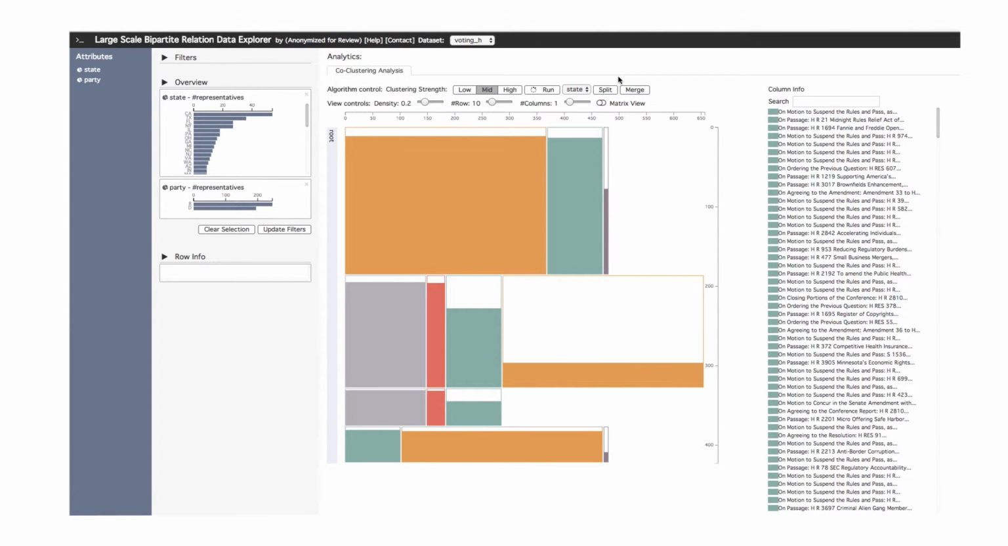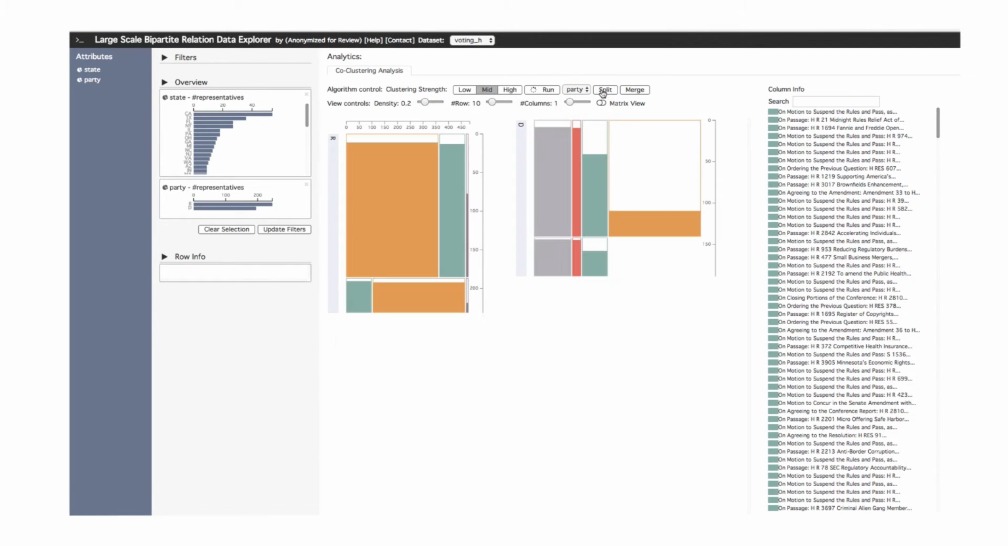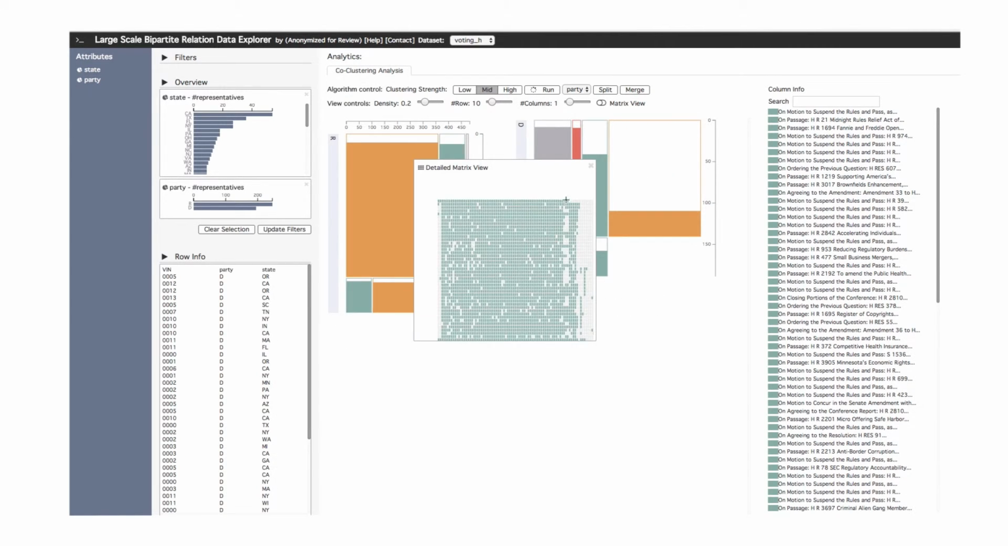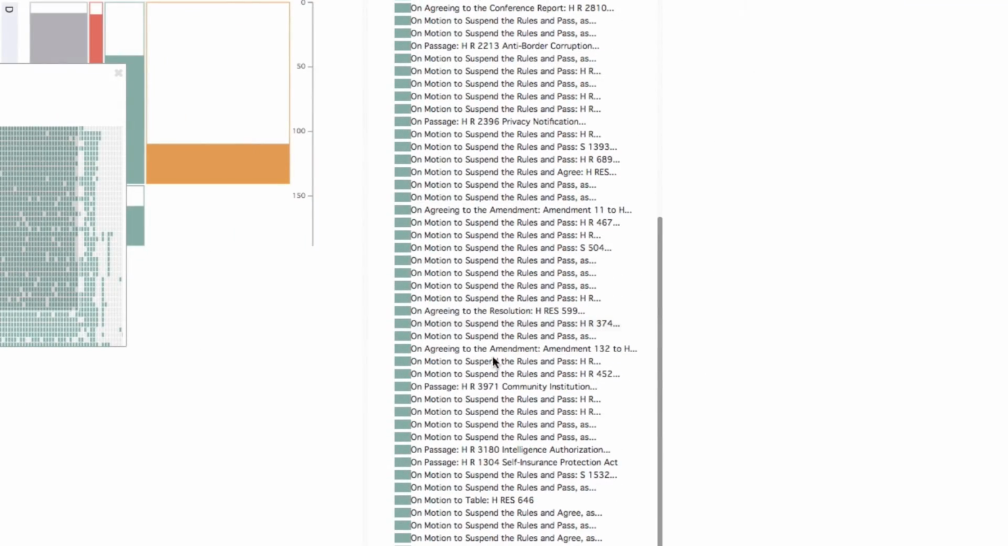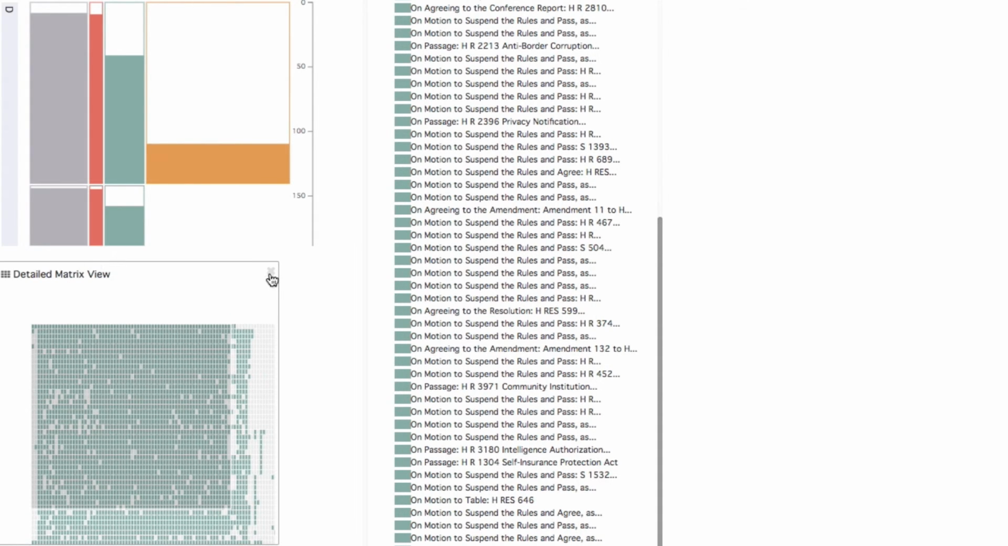In the overview, different colors represent different clusters of bills. Separating the overview by the representative's party affiliation shows that the two parties indeed have a very different set of favored bills. In both partitions, the analyst noticed high-density green-colored blocks. She double-clicks one to open the matrix view and review the details. Most of the subjects are related to motion to suspend the rules and pass, which refer to the act of quickly passing non-controversial bills.